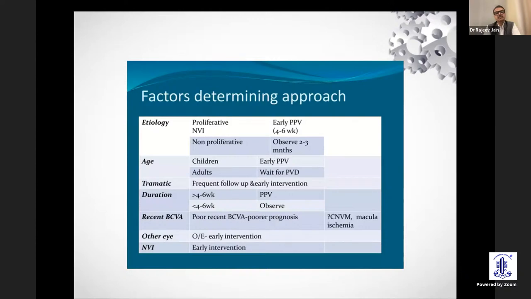If the duration of hemorrhage is more than 4 to 6 weeks, I always go for vitrectomy. And if it is less than 4 weeks, let's say a hemorrhage which is 2 or 3 weeks old, we like to observe and keep them on serial ultrasound if the fundus is non-visible.